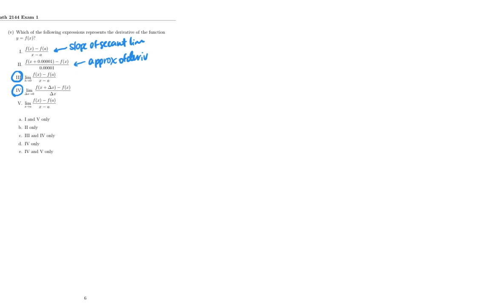Oh, actually, I saw the wrong thing. I just noticed on the third one, if you notice that this has h going to 0, but it doesn't have any h's in the limit, so that one actually is not going to work. It tricked me. Okay, but this last one here has the limit as x goes to a of f of x minus f of a over x minus a. So 4 and 5 are the only ones that are right, so the correct answer is E.